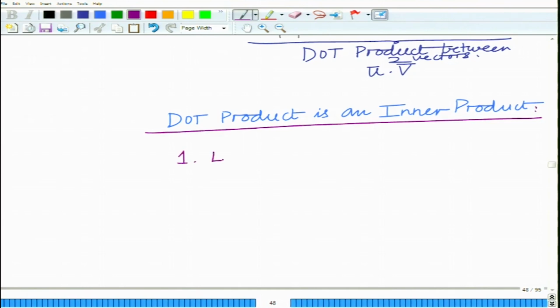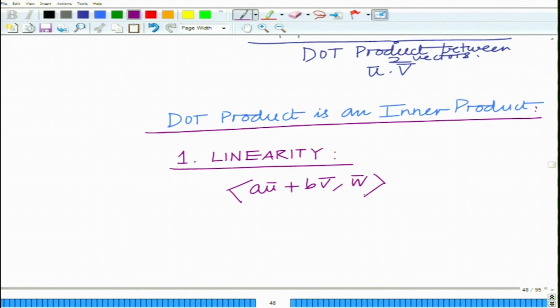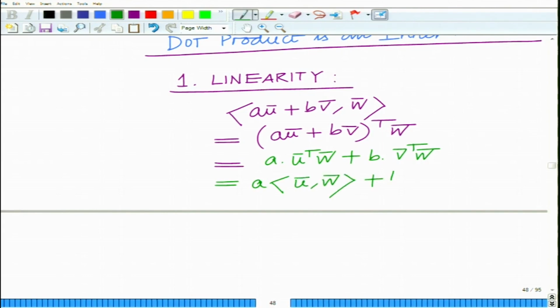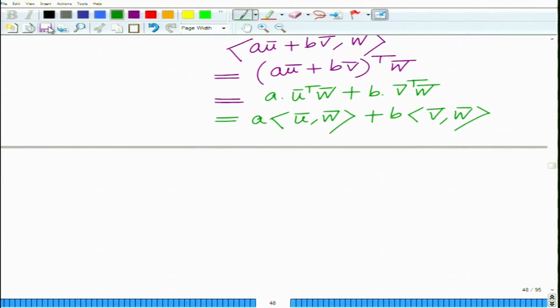First let us look at the linearity property. If you look at A u bar plus B v bar dot product with w bar, that is simply A u bar plus B v bar transpose times w bar, as we have seen, that is the definition of the dot product, which is A times u bar transpose w bar plus B times v bar transpose w bar, which is A times the inner product of u bar with w bar plus B times the inner product of v bar with w bar. Okay, so it satisfies the linearity property.